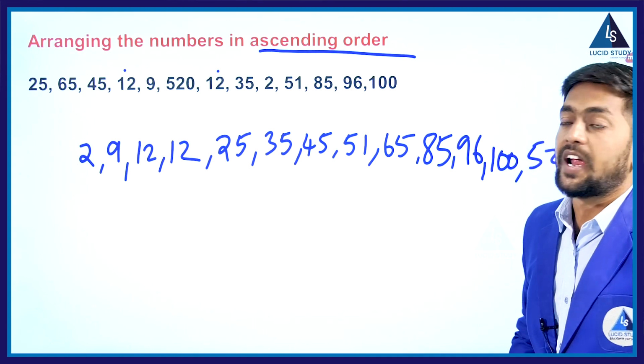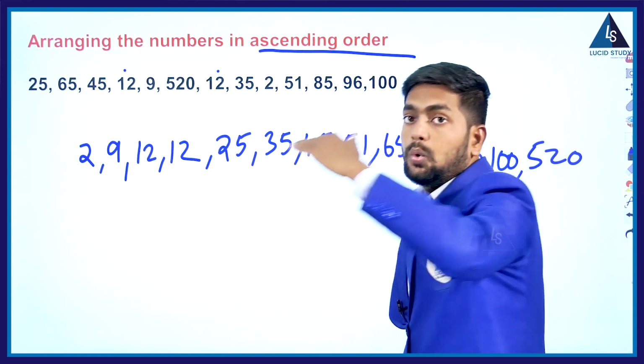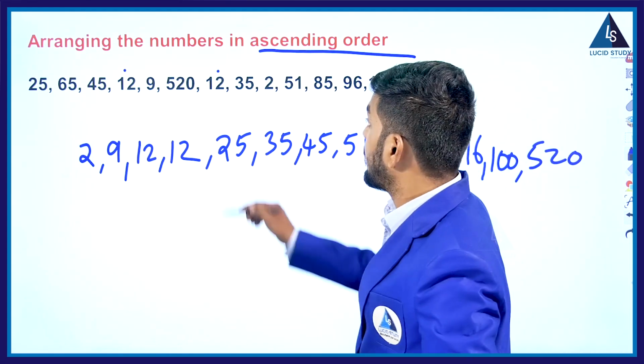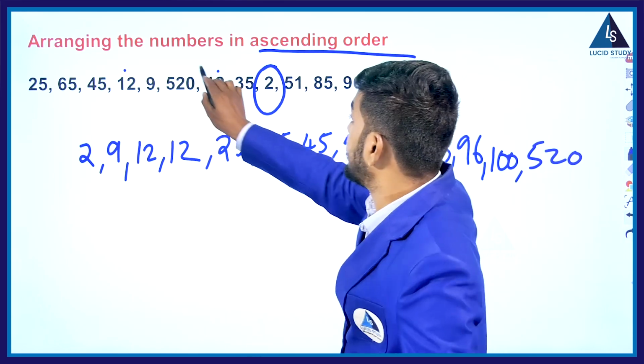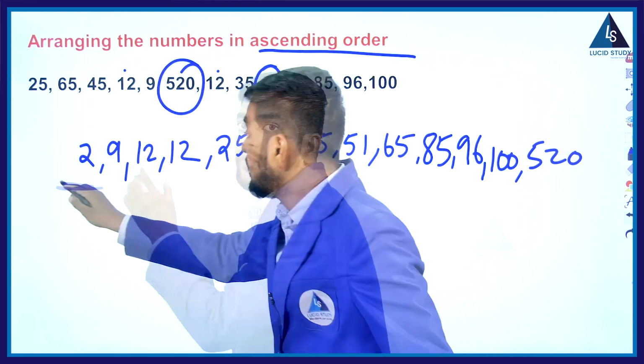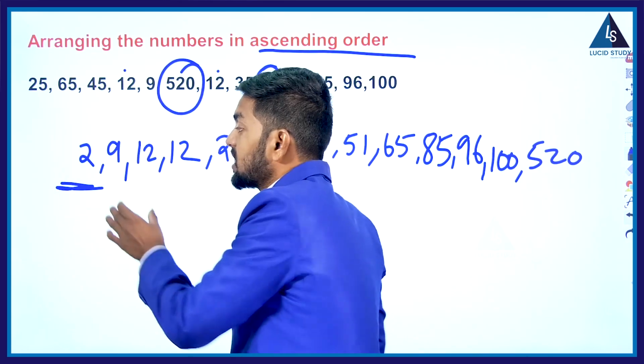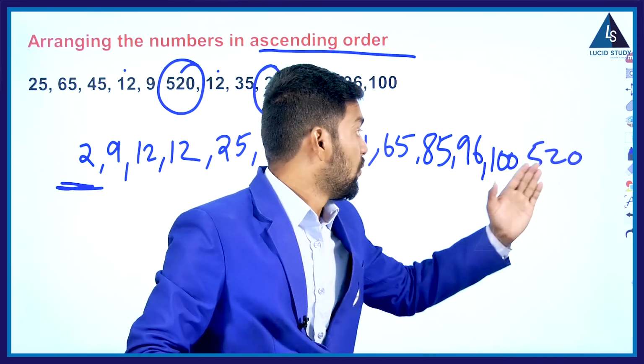Like that we can write from the smallest number to the greatest number. So here the smallest number is 2 and the greatest number is 520. So here we have to write these numbers from 2 to 520.